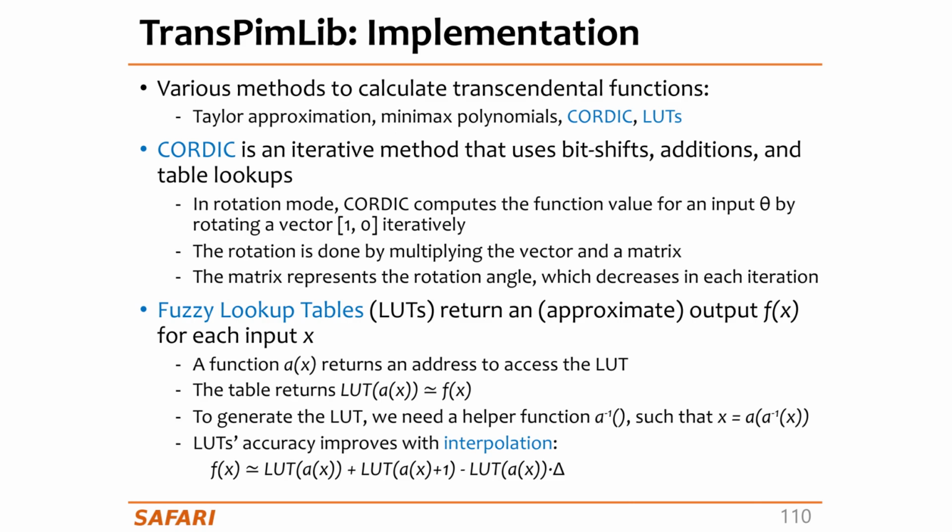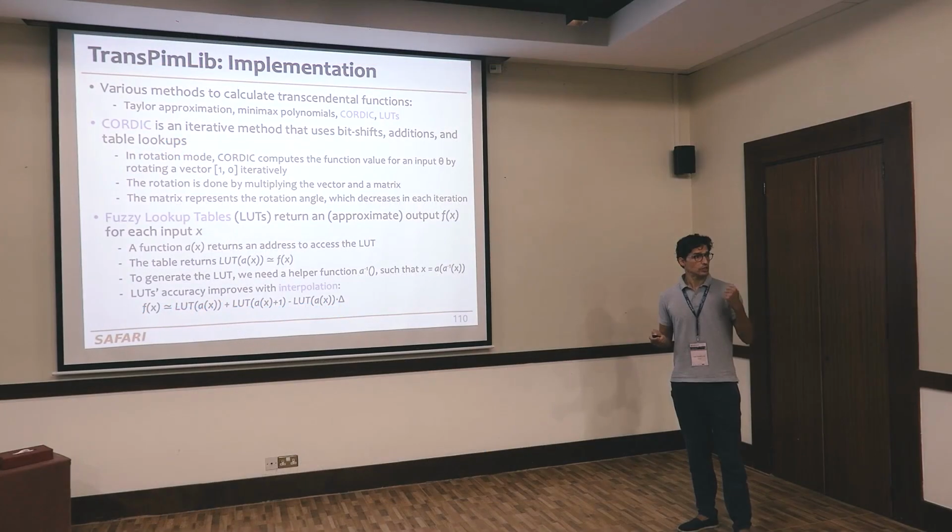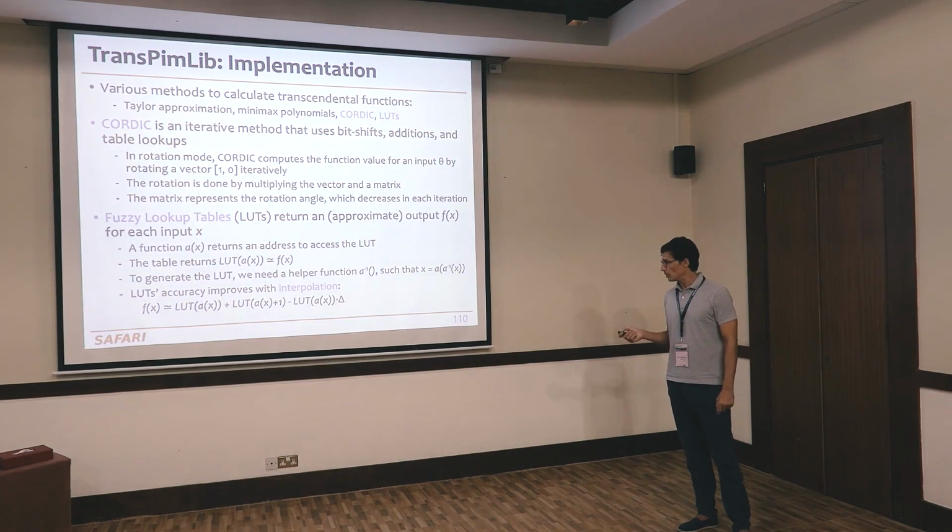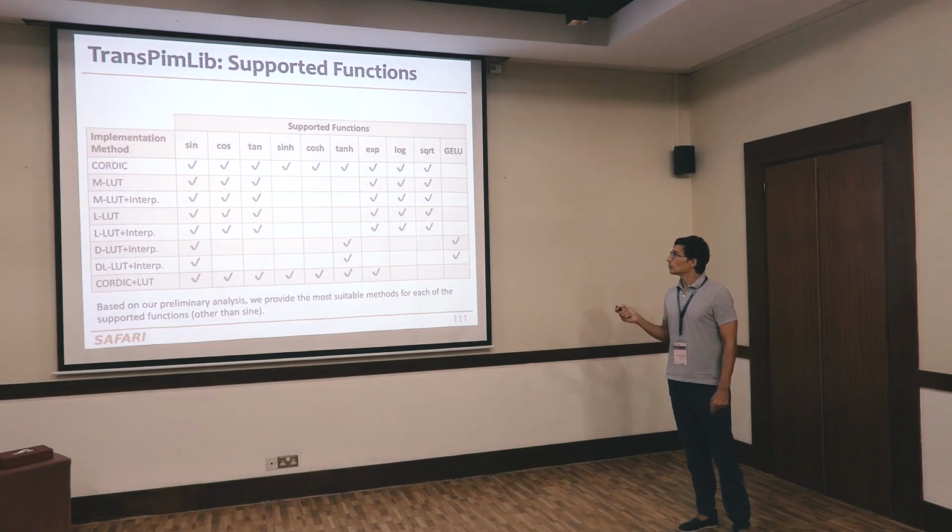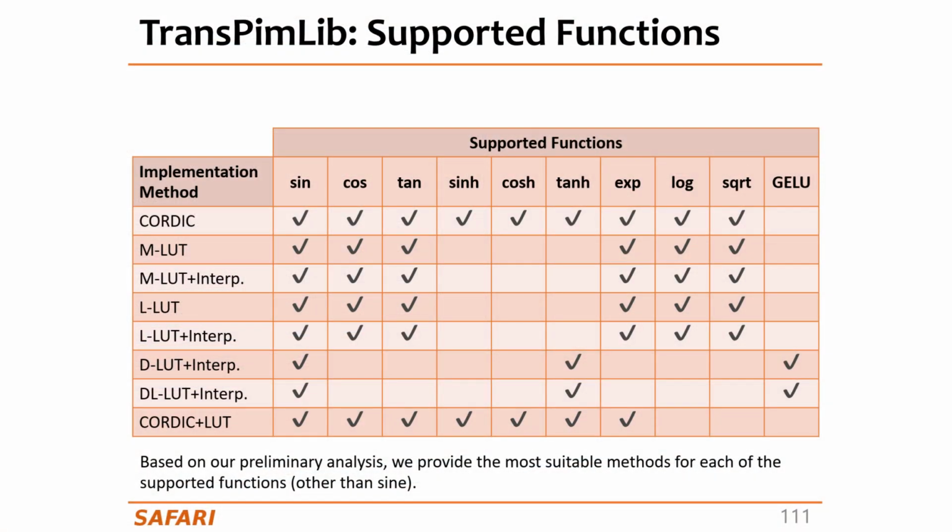Or we can use fast lookup tables to obtain an approximate output, and we can combine these with interpolation. We access two entries from the lookup table, and then we use this interpolation equation. In total, TransPIM supports all these different functions in its current version for all these different implementation methods. As you see, there are CORDIC, and then several methods based on lookup tables and interpolation, and even one method that combines both.